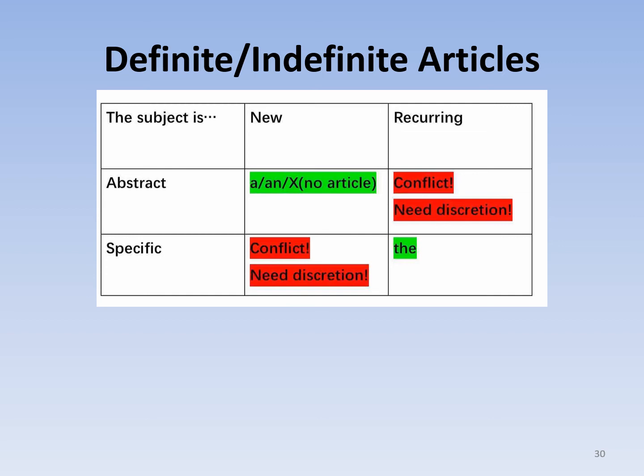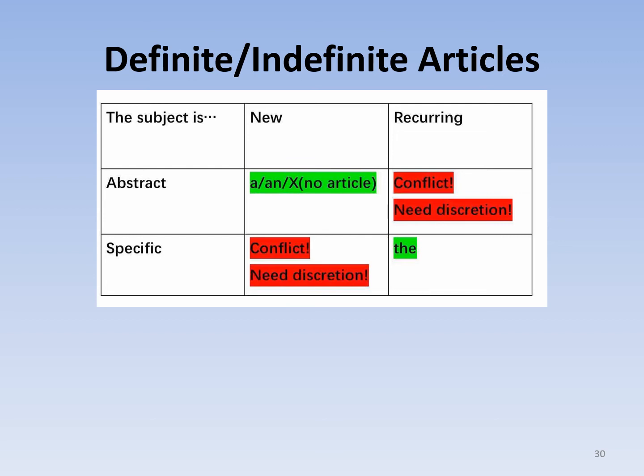We just don't have the word. We don't have the article in the language. But in fact, when you use the article in English, you notice that when you refer to something new, you use an indefinite article, and when you refer to something that is recurring, you use a definite article.